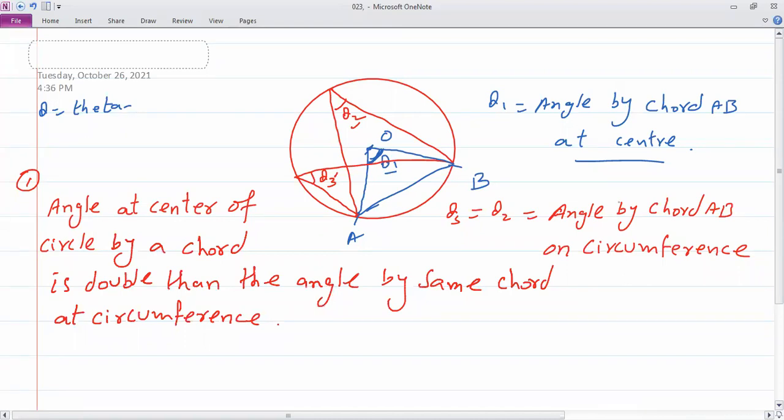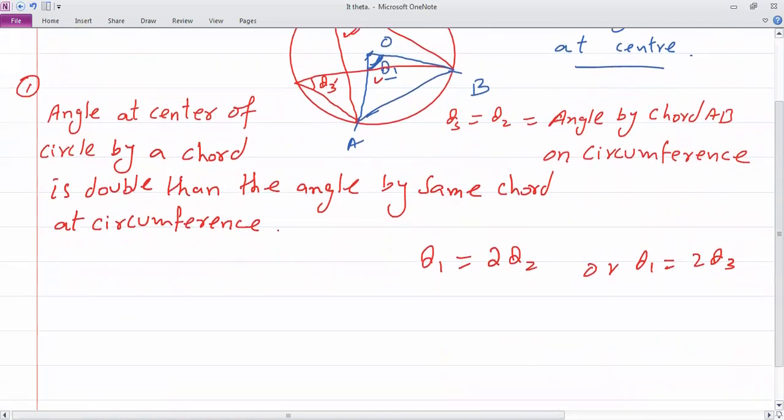What does it mean? Look, theta 1 is the angle at the center by AB. Theta 2 and theta 3 are the angle at the circumference by the same chord. So I can say theta 1 will be 2 times theta 2, or I can say theta 1 will be 2 times theta 3, because both theta 2 and theta 3 are made by the chord AB. So if the same chord makes an angle at the center and the same chord makes an angle at the circumference, their angle will be double, or in other words, this angle will be half of this angle.